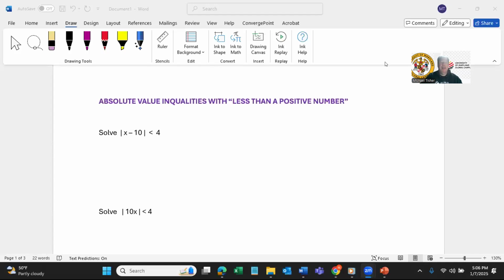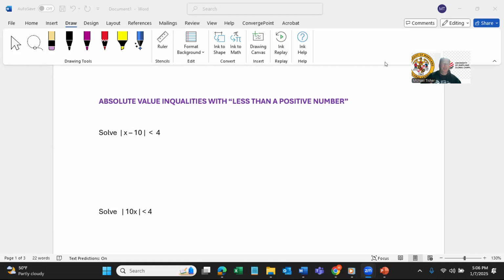Hello, everybody. Today we're going to solve a couple of absolute value inequalities with less than a positive number. As an example, we have the absolute value of x minus 10, closed absolute value, less than 4.